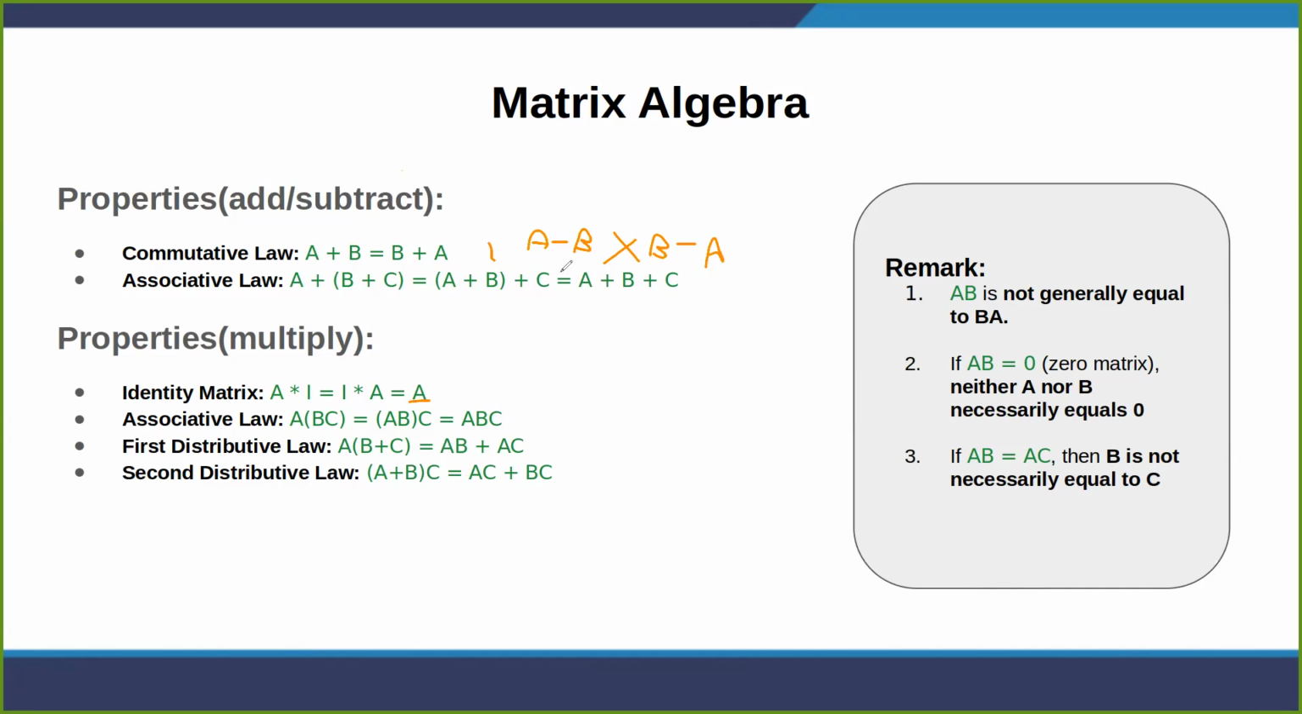Okay, but there are some remarks about this. What are these remarks? What do we have to be worried about? So AB is not generally equal to BA because the multiplication goes in reverse for this. So it's not necessarily true.